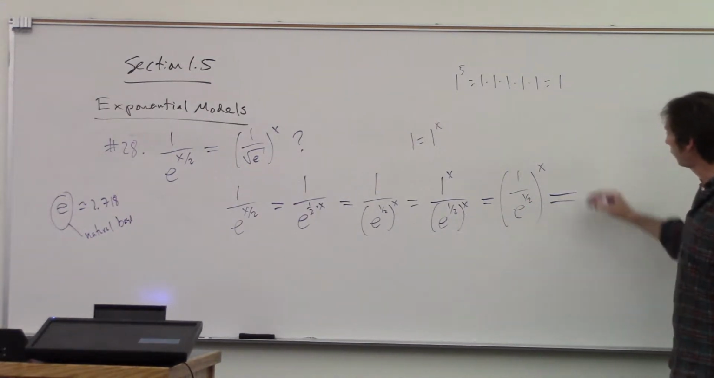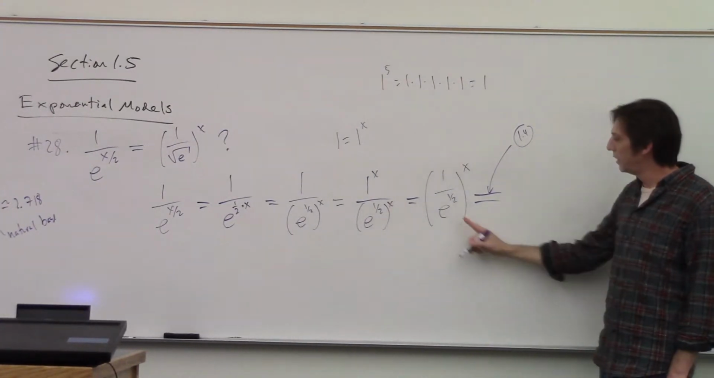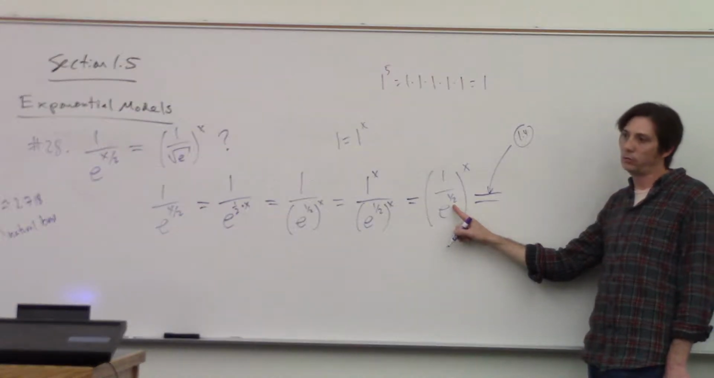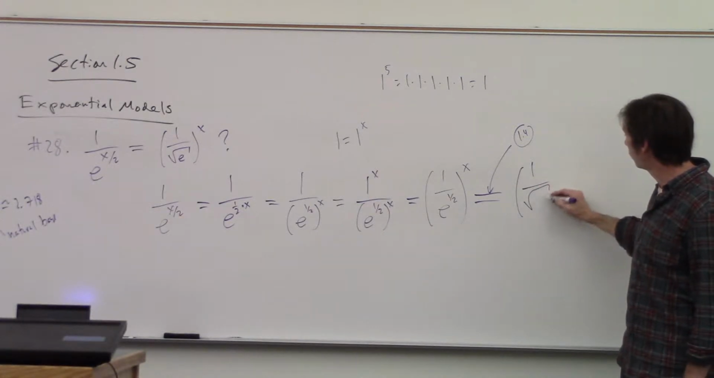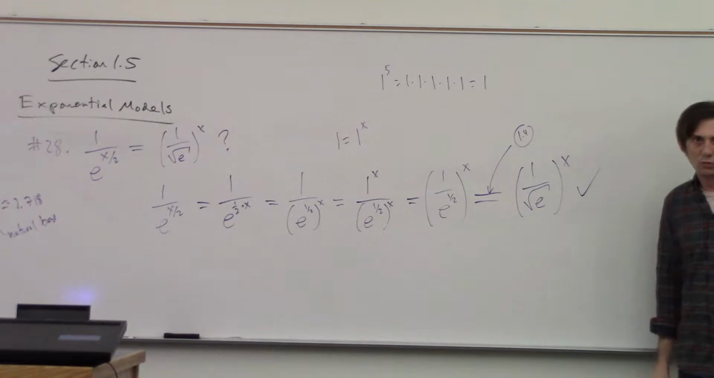And now one more step, and this is something, again, that you should have gotten from 1.4, is that the 1/2 power is the same as the square root function. So this is 1 over the square root of e, all raised to the x, and that's what I was supposed to end up with.